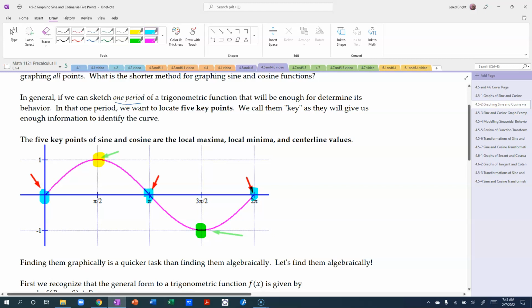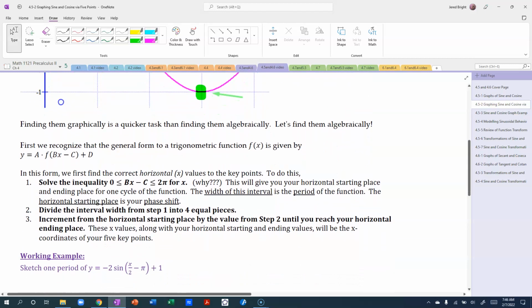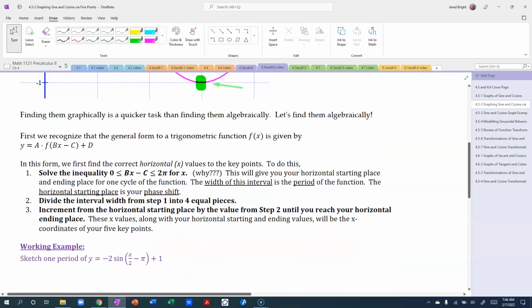Now, graphically, they're pretty easy to identify. I just did highlighting and boom, done, right? More generally, finding them algebraically could be a bit of a chore, so here are some steps we're going to go through. But first, I want to call your attention to the general form, a f of bx minus c, plus d.